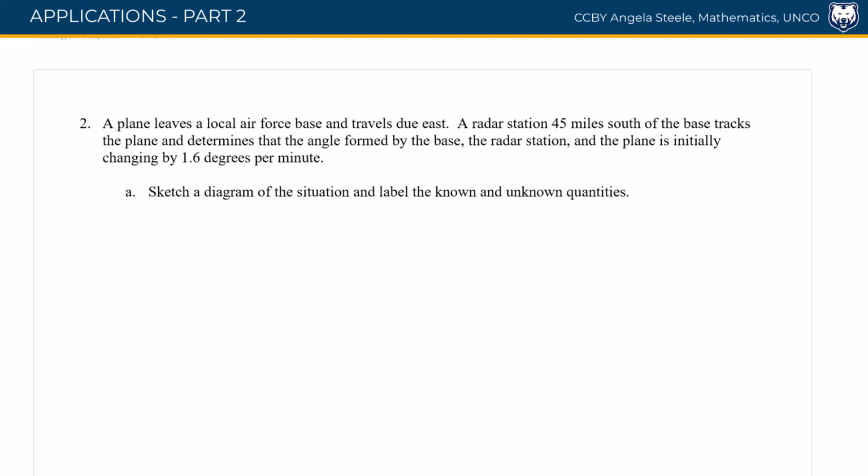So on part A, it says sketch a diagram. In the worksheets, I'm always trying to say draw a picture, but in the real world, that prompt is not going to be there. So always make sure you draw a picture when working with the trig functions.